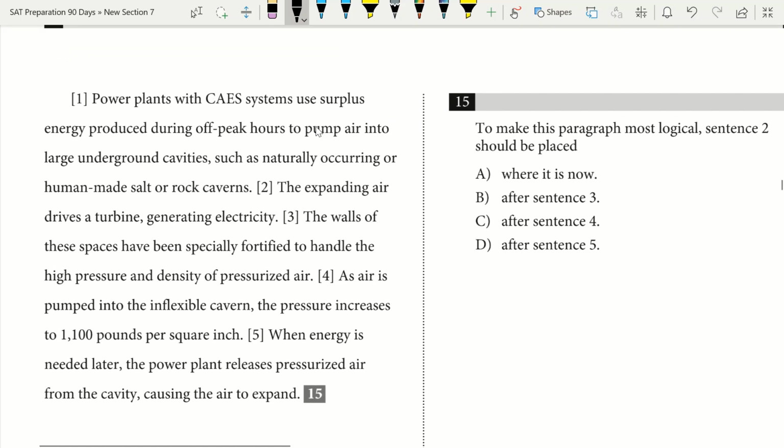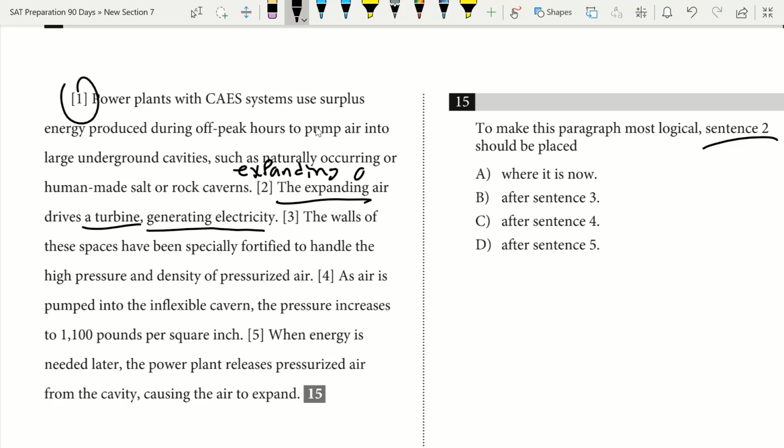All right, now we've got a number here, which means I'm going to go find what sentence needs to be placed. I see it's sentence 2, so I want to come up with what comes before the sentence and what comes after. The expanding air drives a turbine, generating electricity. So I need something about expanding air coming before it, because I say the expanding air drives a turbine. And then this might come at the end, I don't know yet, but if there's something that comes after, I'd want to be talking about electricity, because that's what was just made.